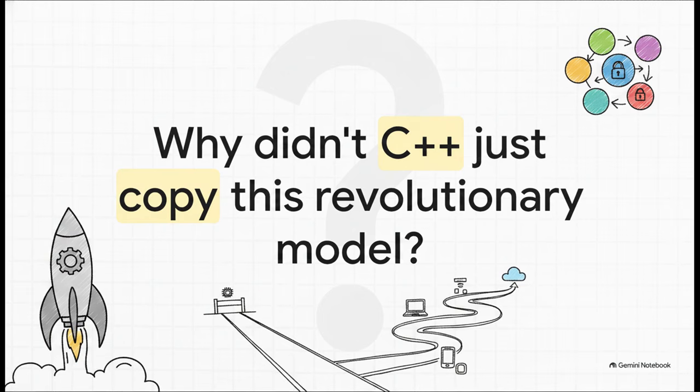Which leaves us with a pretty fascinating question to wrap up on. If this model was so revolutionary, why didn't C++ just copy it? Well, languages like Python and C# absolutely did adopt this exact platform-independent model later on. But C++? C++ flat out refused. Adding a JVM inherently adds a tiny fraction of processing time, and C++ chose raw, unadulterated hardware speed over absolutely everything else. Java, on the other hand, chose universal portability and security.